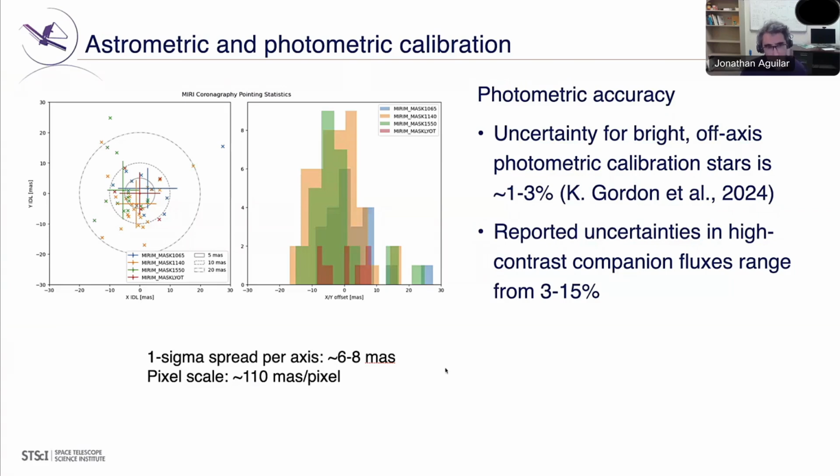So the other aspect of the performance is the uncertainties on your photometry. The photometric calibration program puts bright sources in the corners of the array, so they're far from the nulling center, and you get about 1 to 3% uncertainties on the photometry for bright calibration stars. When you're talking about close-in companions that you have to do a lot of processing just to see, people report in the literature more like 3 to 5% uncertainty. So this is the sort of precision that you can expect for your science.